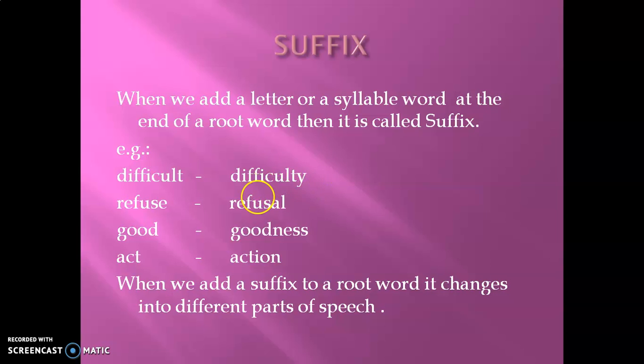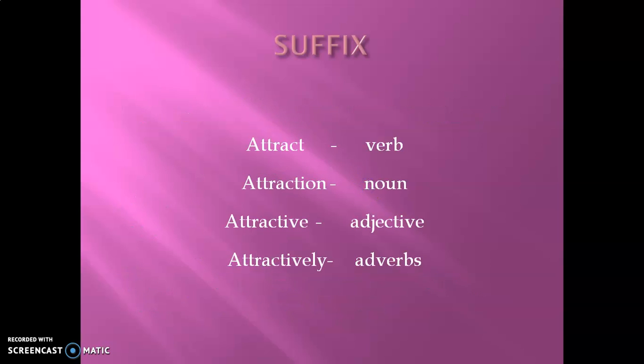What do you mean by different parts of speech? For example, here there is a word called attract, which is in the verb form. When we add ion to the word attract, it becomes noun form, that means attraction. If we add ive to the word, it becomes adjective, attractive. Adverbs can be easily formed by adding ly to the adjective. So the same word can act as different parts of speech by adding different suffixes.